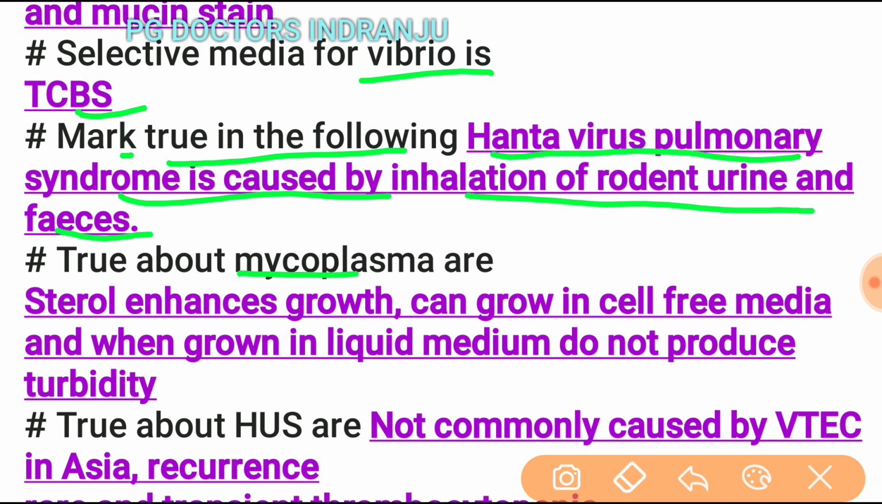True about Mycoplasma: sterol enhances growth, it can grow in cell-free media, and when grown in liquid medium it does not produce turbidity. Also, Mycoplasma has no cell wall, so those antibiotics which act on the cell wall do not act on Mycoplasma.